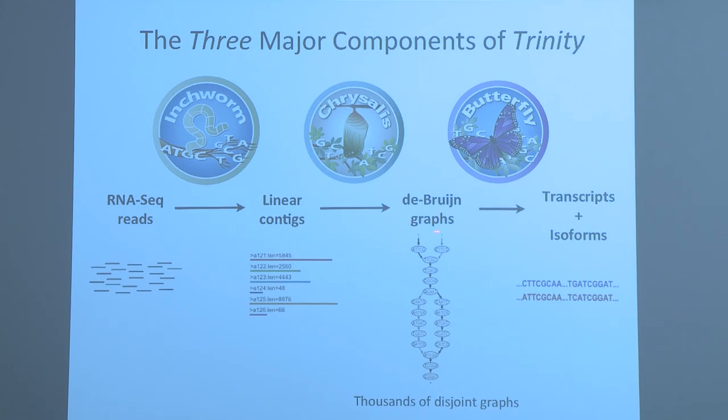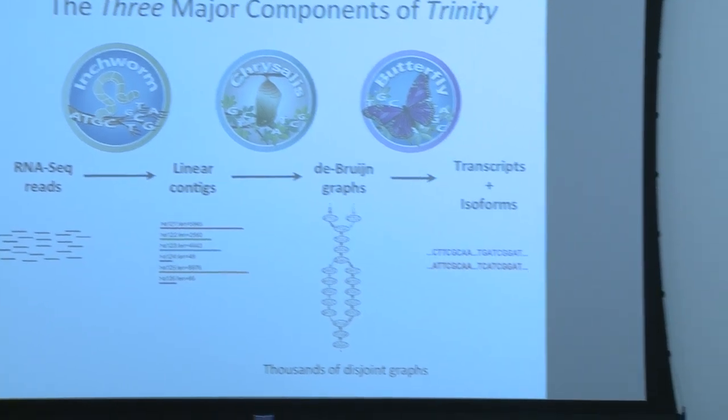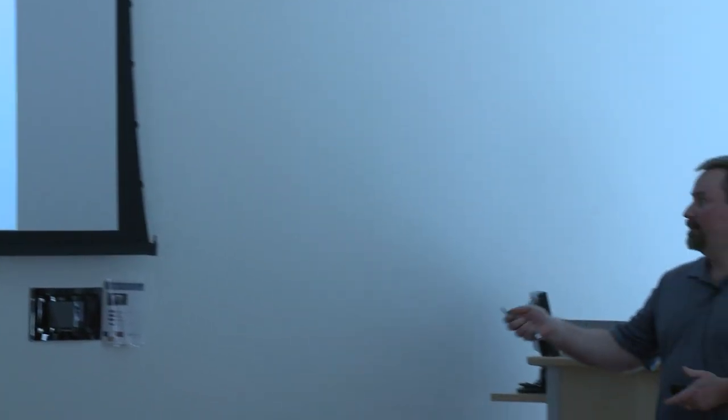A De Bruijn graph is a data structure that's very commonly used in assembly, both genome assembly and transcriptome assembly. And how this works is basically every k-mer, so every length of, let's say, 25, in a read is extracted and forms a node in the graph. And those k-mers that overlap each other by all but 1 base are then linked together in this graph.